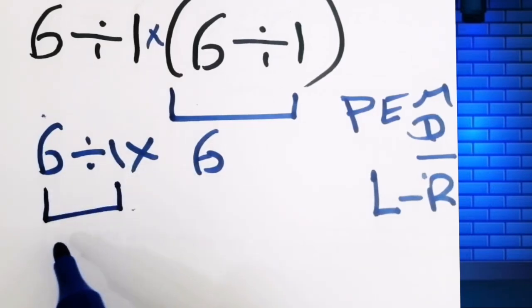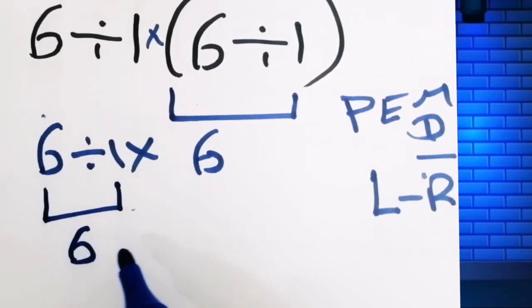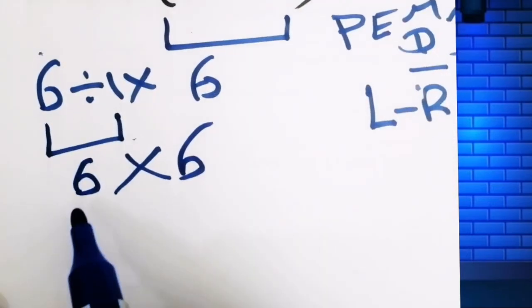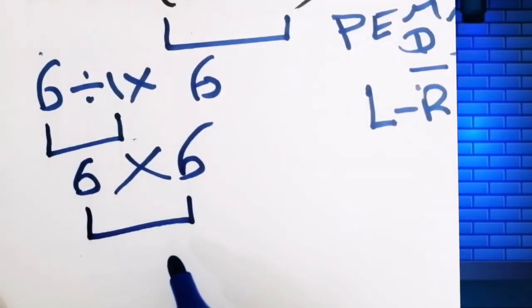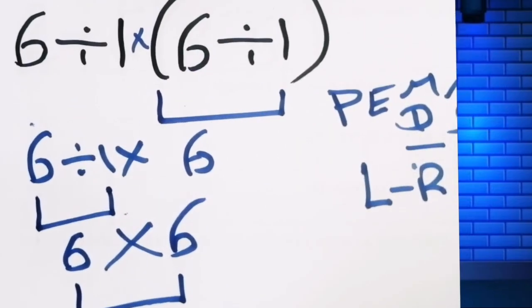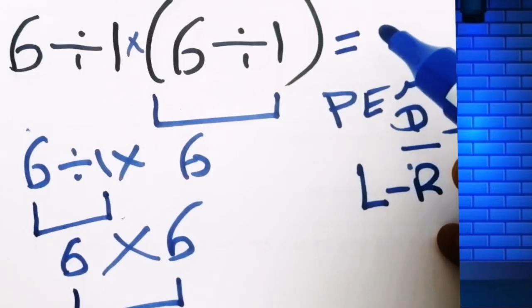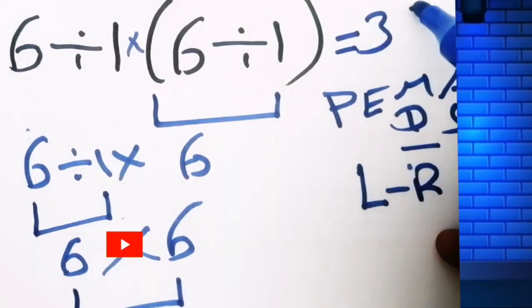6 divided by 1 gives us 6, then times 6. 6 times 6 equals 36. This is the correct answer of this problem. Therefore the correct answer of this problem is 36.